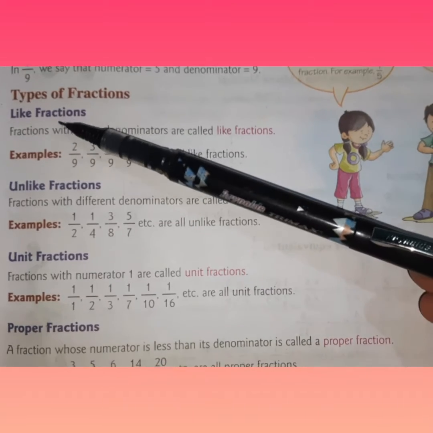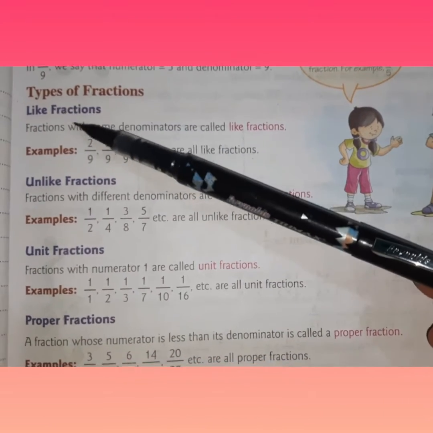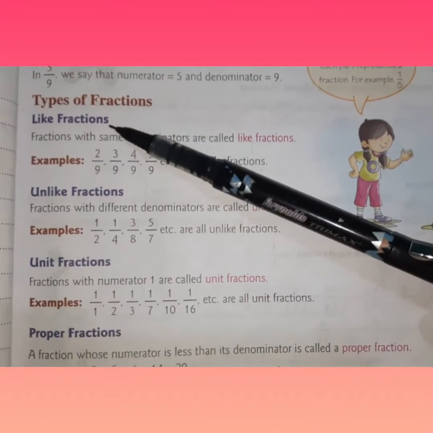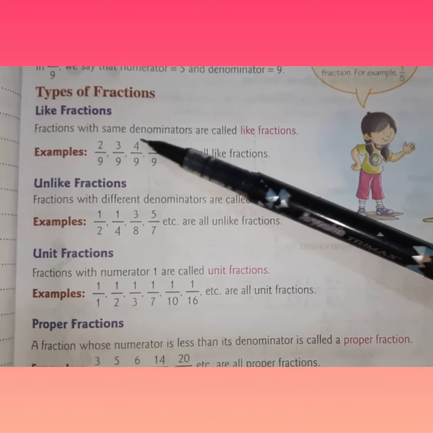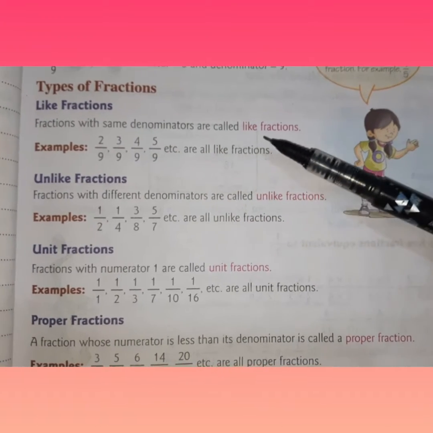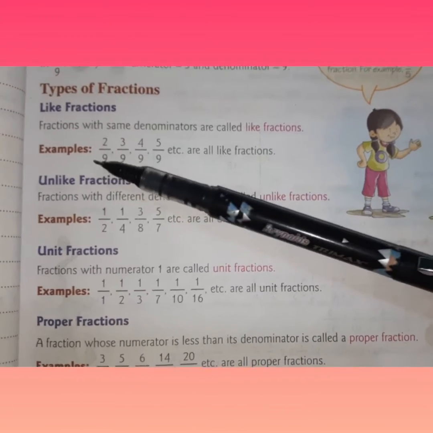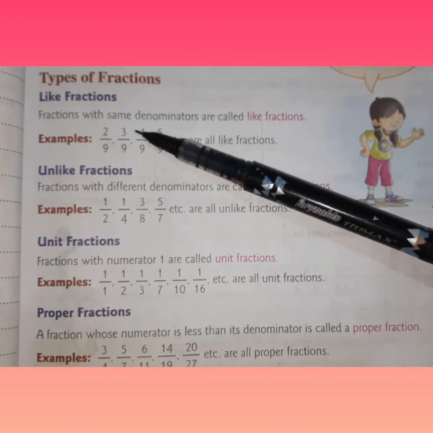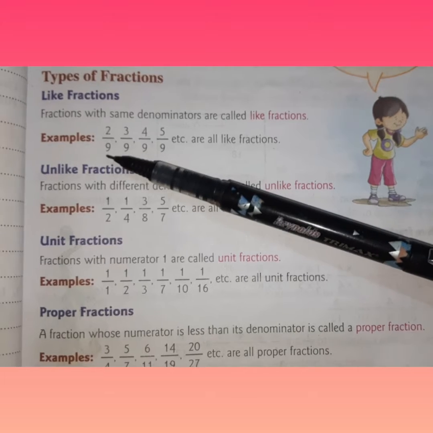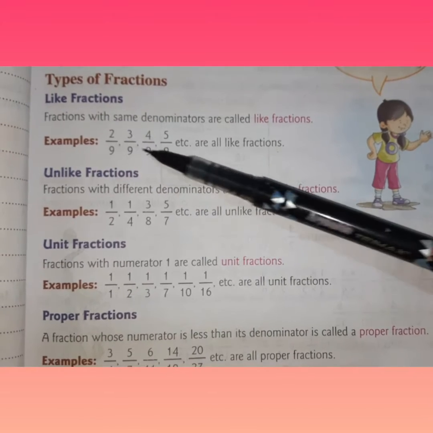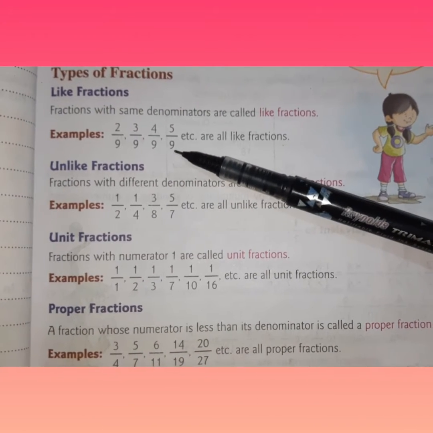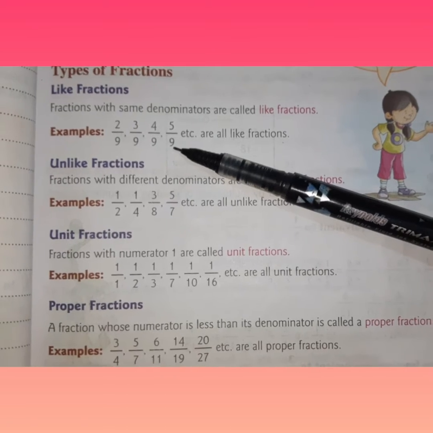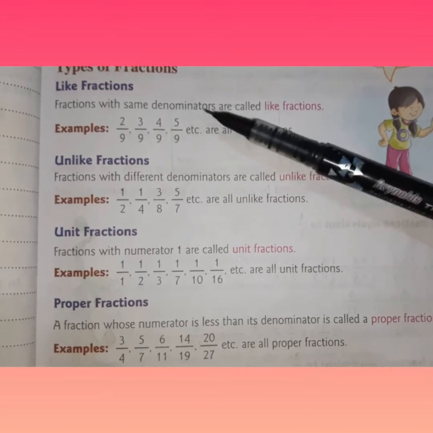Now the types of fraction. First is like fraction. What is a like fraction? Fractions with the same denominator are called like fractions. If the lower values are the same, then it is called a like fraction.